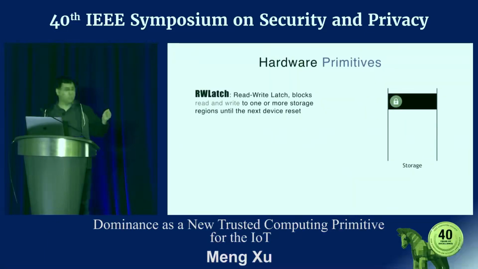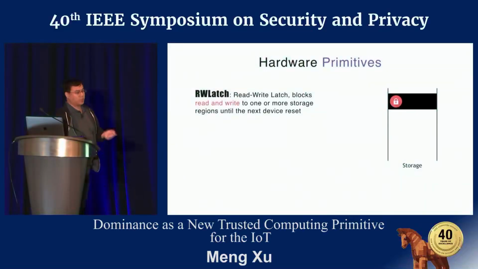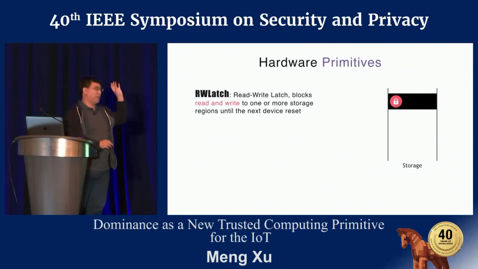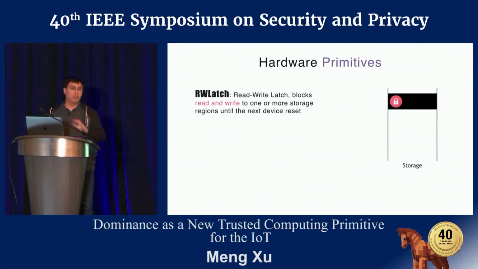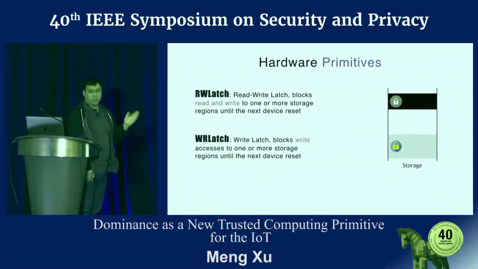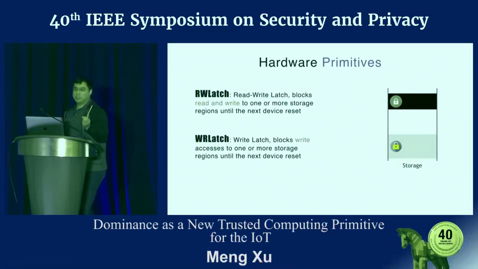The first one is a read-write latch. The latch blocks all read and write accesses to a storage region once you apply it, until the next device reset. Once you apply the latch to certain storage regions, there is no further access to those regions. Similarly, there's a write latch, which is a weaker form of the read-write latch. It blocks only the write accesses, but still allows read accesses to the storage region.